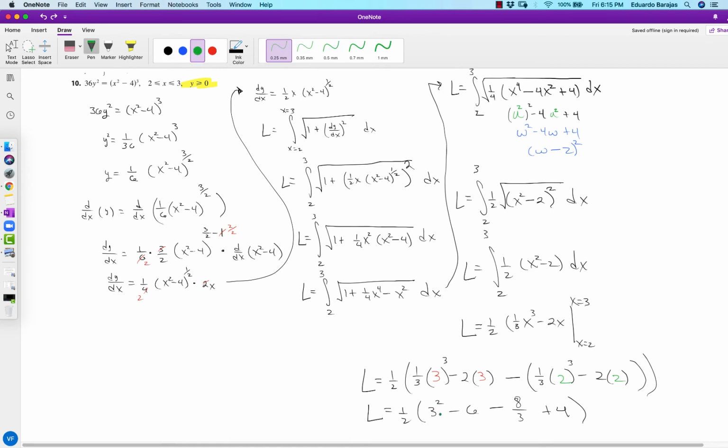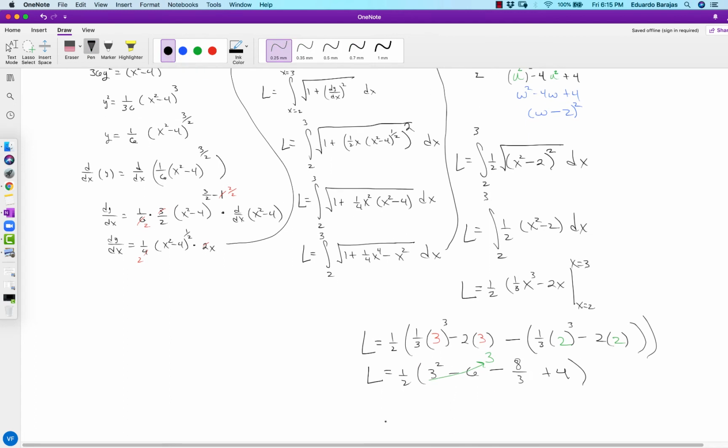Okay, this is going to become 9 minus 6, which is equal to 3. And then 3 plus 4 is going to be 7. So this is going to be L equals 1/2 times 7 minus 8 thirds. 3 plus 4 gives you that 7 minus 8 thirds. I need a common denominator of 3. So let's put a little 1 there. Multiply this by 3 over 3. We get 21 thirds.